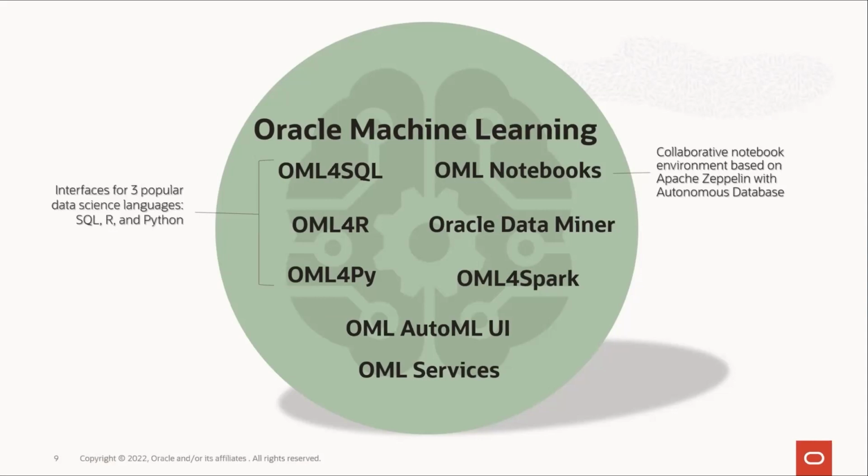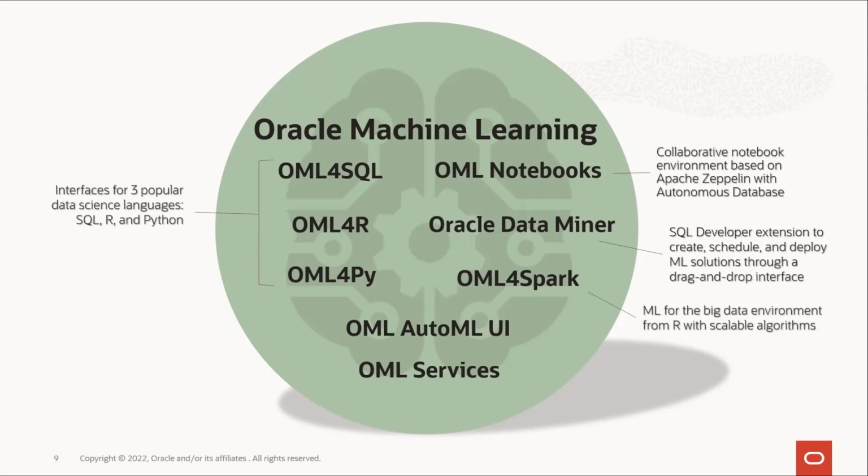effective language. Now, Oracle Data Miner is a SQL Developer extension that enables users to create, schedule, and deploy analytical workflows through a drag-and-drop user interface. It connects to both Oracle Database and autonomous database instances. OML for Spark provides machine learning in the big data environment, such as Big Data Service, using an R interface to scale and with parallelized algorithms.